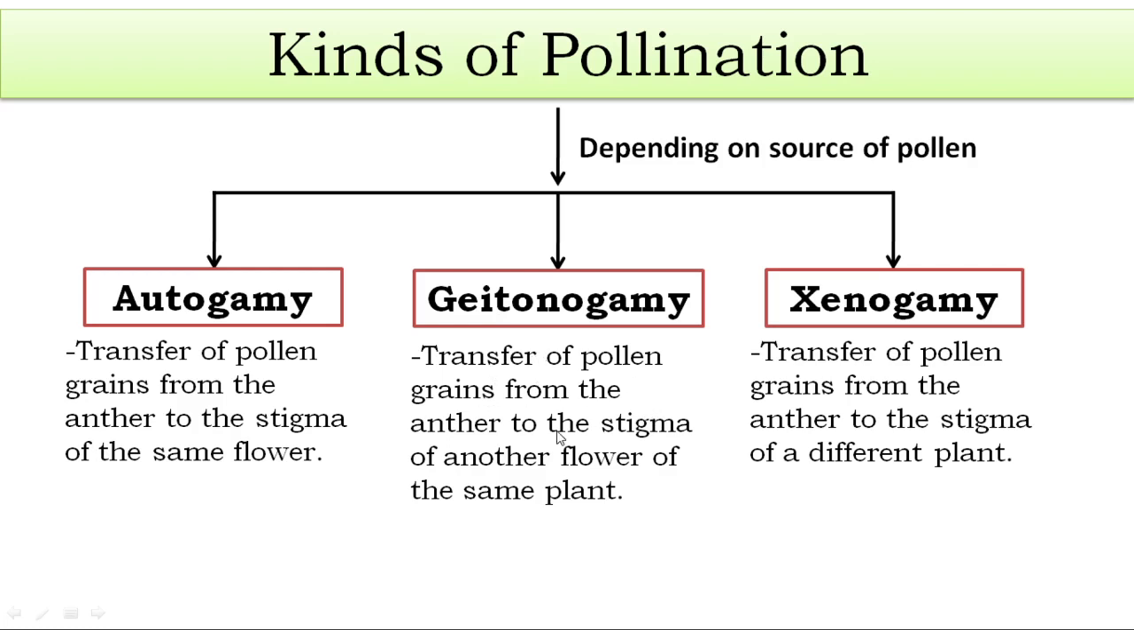Transfer of pollen grain from the anther to the stigma of another flower but on the same plant. Now if you compare these two, both of them won't bring about any genetic variability, right? Since the pollen grain of the same plant is landing on the stigma of a flower of the same plant, that means they won't bring about genetic variability. So these two are not preferred.